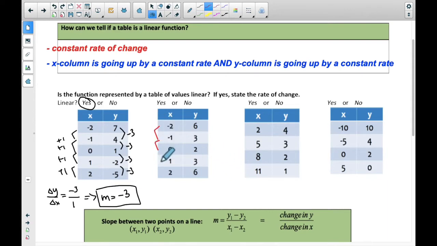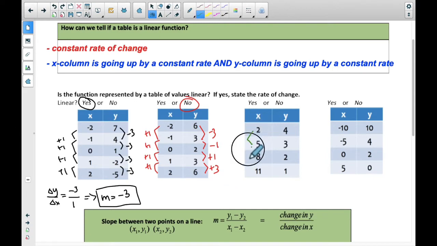Down by 1, up by 1, up by 1, up by 1, up by 1, up by 1. So those are all going up by 1. And when we go this way, down by 3, down by 1, up by 1, up by 3. That is not a linear function. It's not the same. The x's are the same, but the y's are not the same. That is not linear.